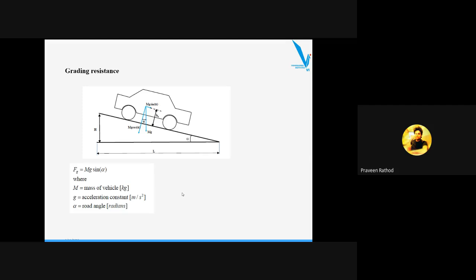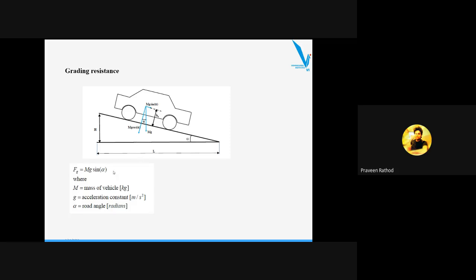Okay, this force component opposes the forward motion. Again, I have explained many a time, that is grade climbing. When the vehicle goes down the grade, this force component aids the vehicle motion as well as the gradability resistance. FG is called the gradability resistance.